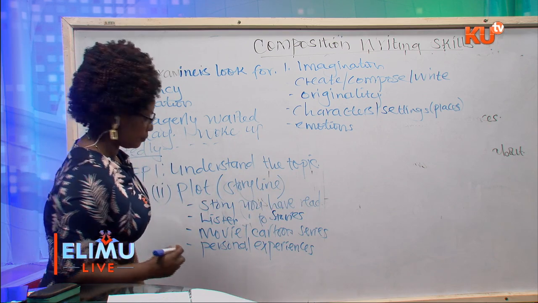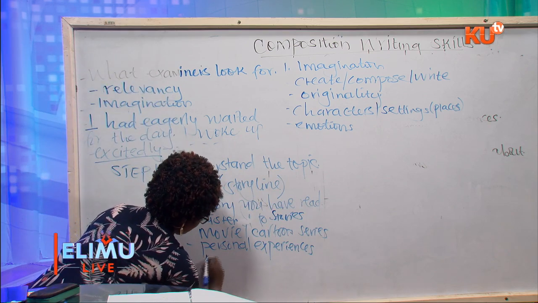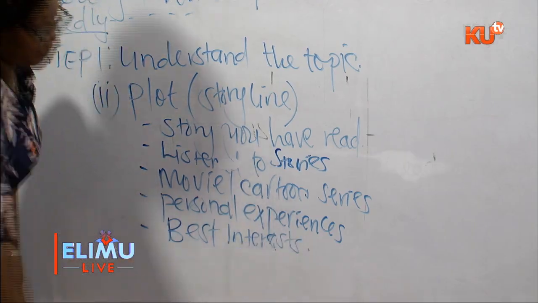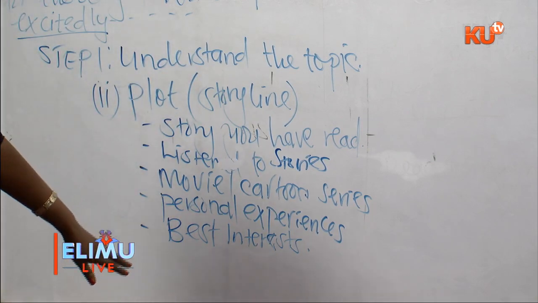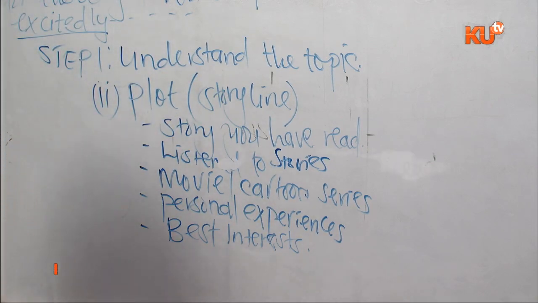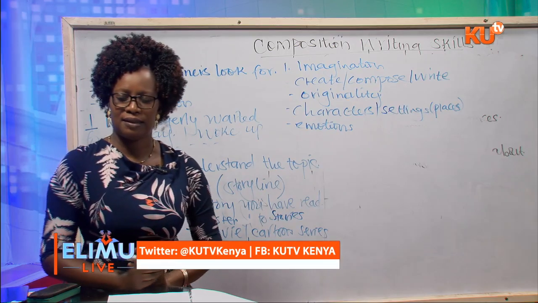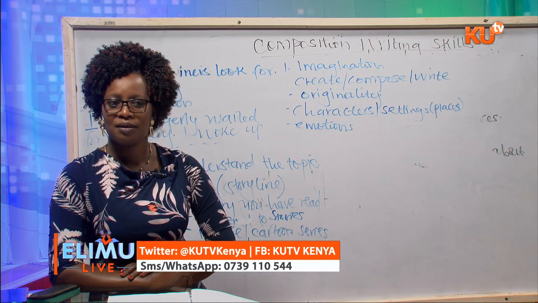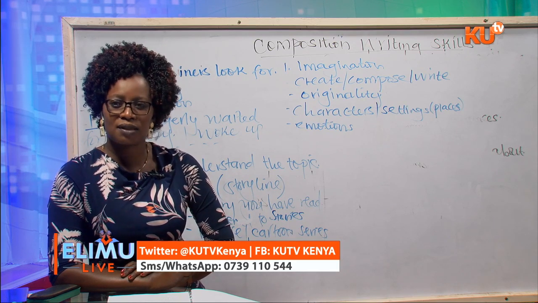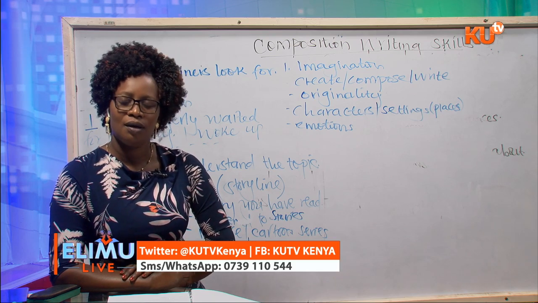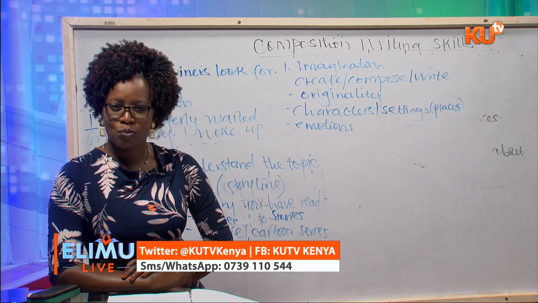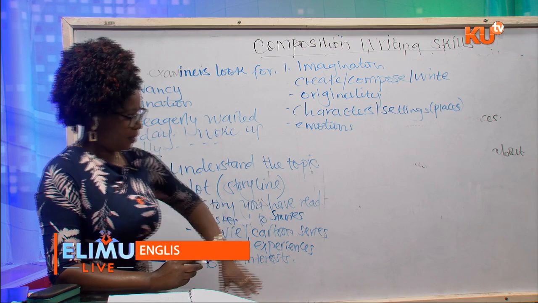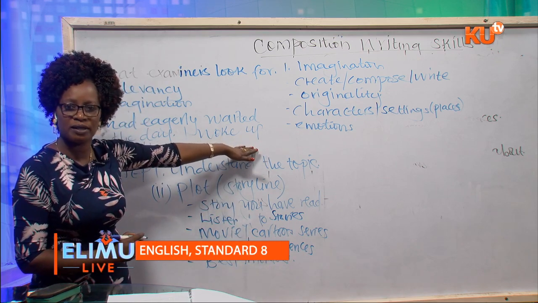The other one, you can create a great story idea from your best interests. What do I like best? Maybe you can make a list of what you like best. For example, I love sports, like football, swimming, basketball. I love athletics.